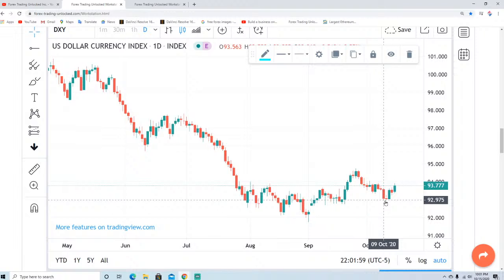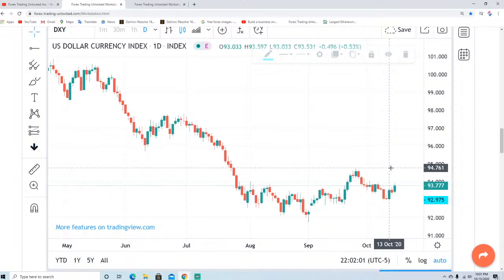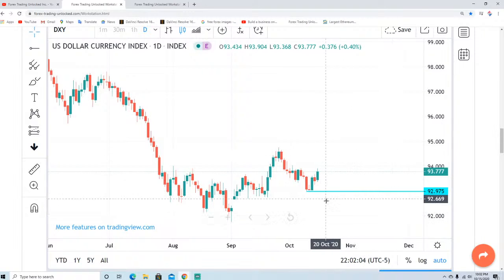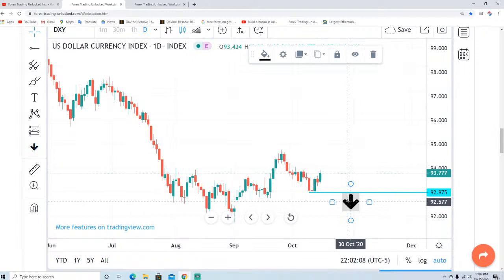Let's get this over here. Okay, so now there's a little more room. So any failure from here, this would be where I would say that the dollar index will be continuously under pressure. The bears definitely will have a good chance at riding support.